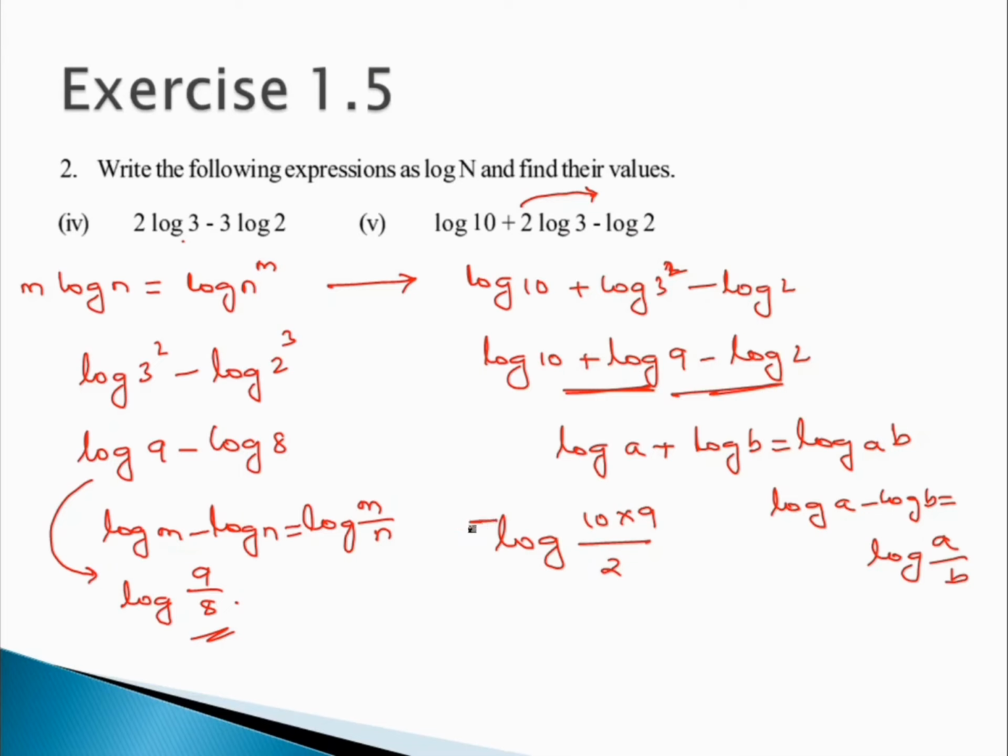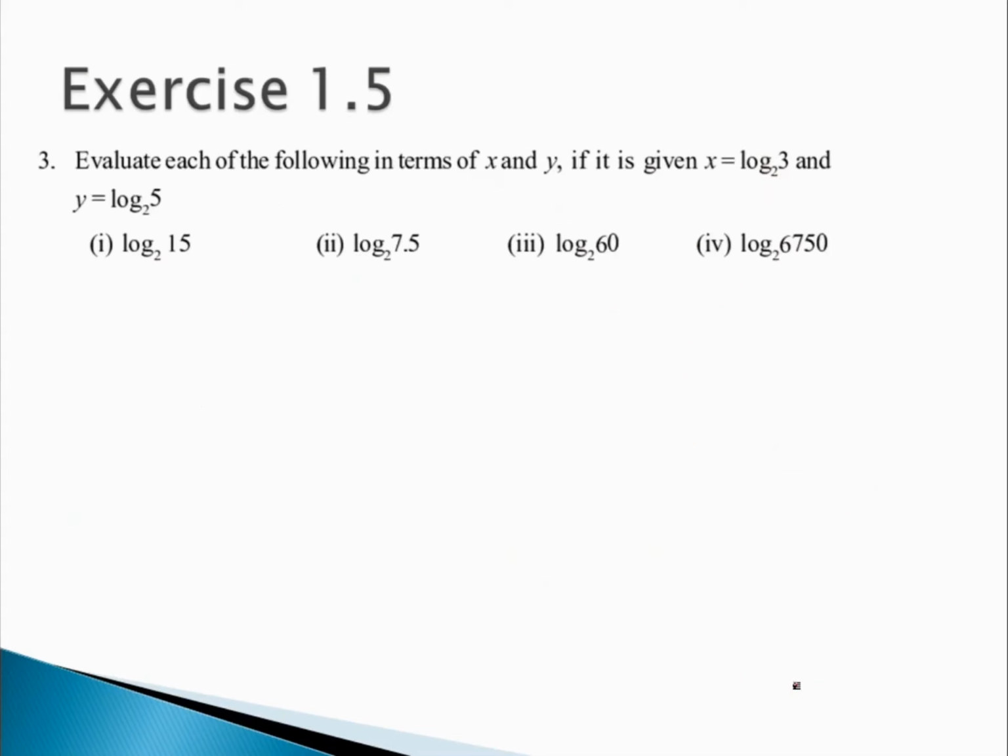So at last, I'm getting log 90 by 2. When I divide 90 by 2, I'll get log of 45 only as my required answer. So let us look at the third bit.